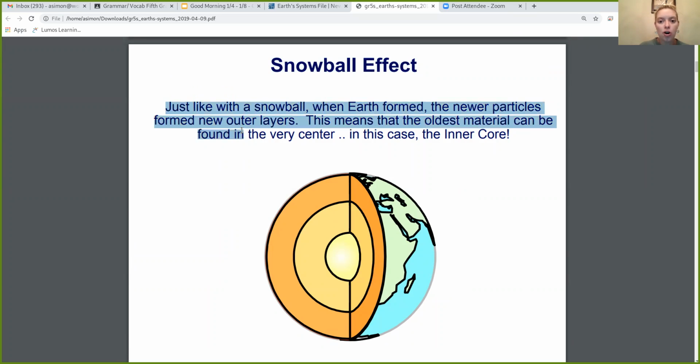Just like with the snowball, when Earth formed, the newer particles formed new outer layers. This means that the oldest material can be found in the very center, which is called the inner core. Remember, these are all part of something we call the geosphere, because the geosphere is the Earth itself, all that land.